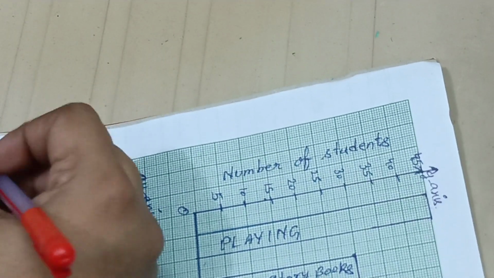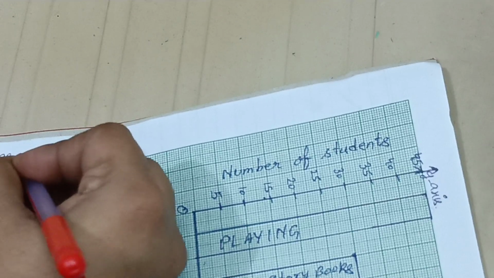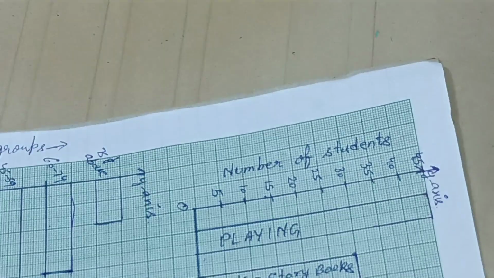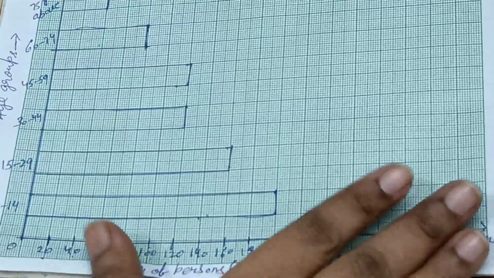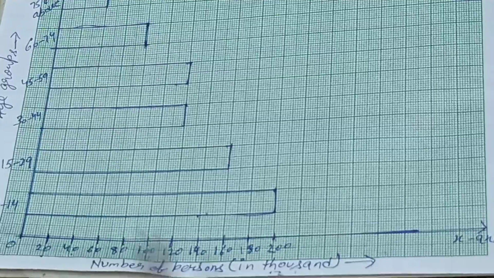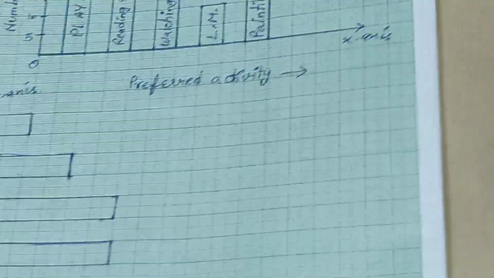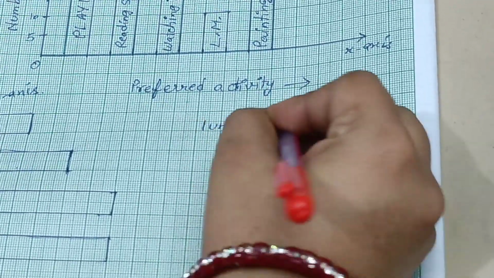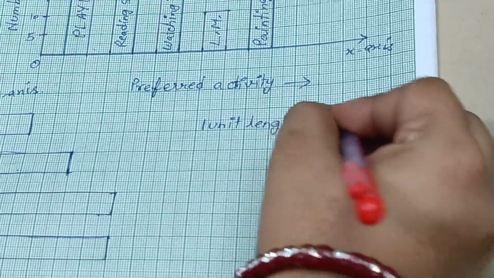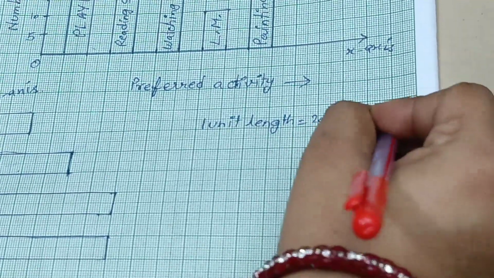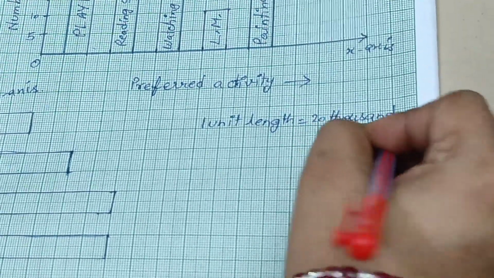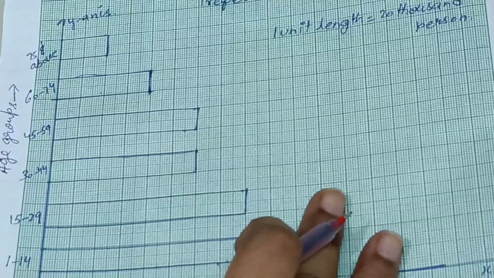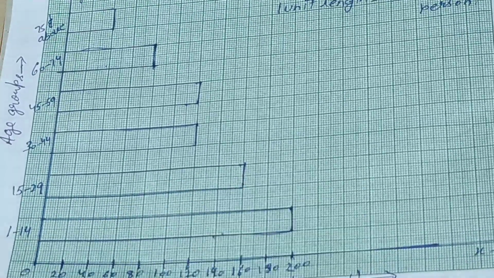And we will write on y-axis that these are age groups. This is really important to mention the name of data on both the axes, like number of persons and age group, and scale also. So here I will write scale 1 unit length equal to 20,000 persons. So this is the graph for question number 4.